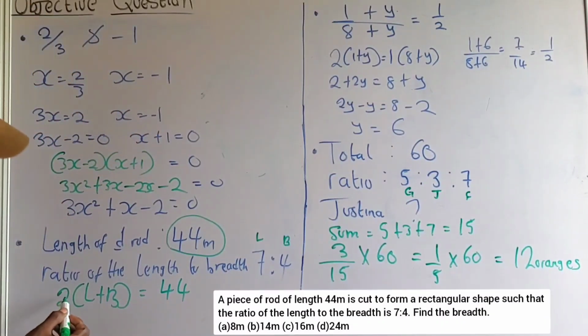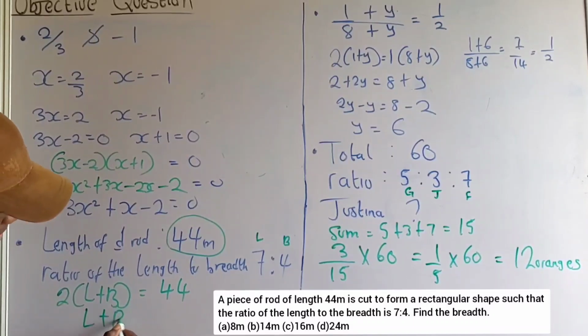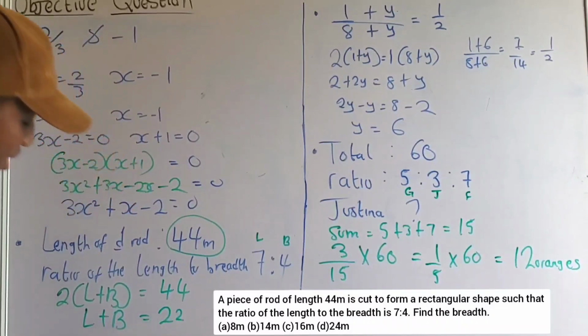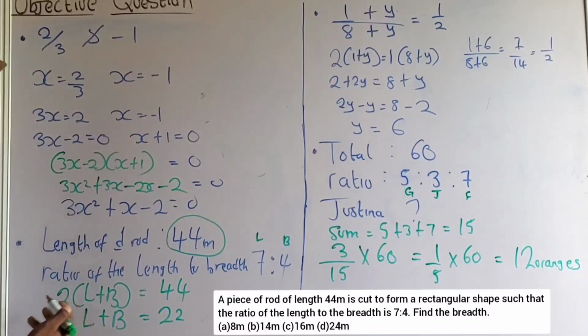Now you can divide both sides by 2, right? So I'm going to have the sum of the length and breadth as 22. That is, if you divide both sides by 2, this divided by 2, you're going to have L plus B, and 44 divided by 2, you're going to have this.